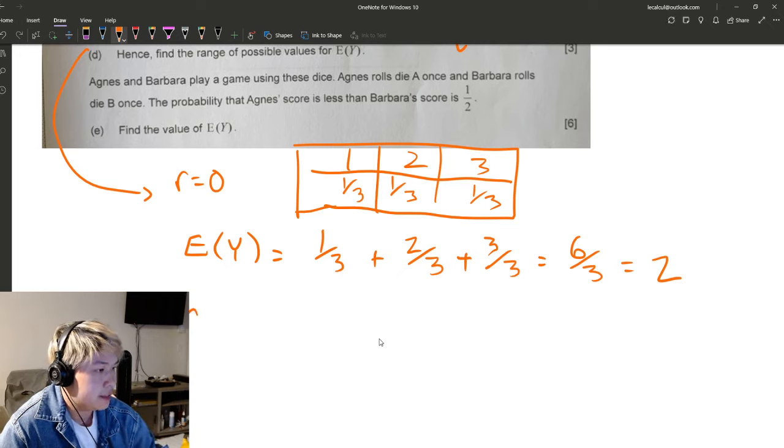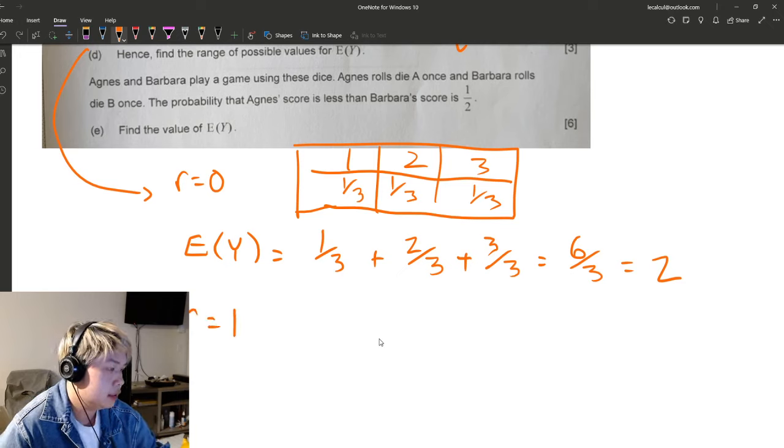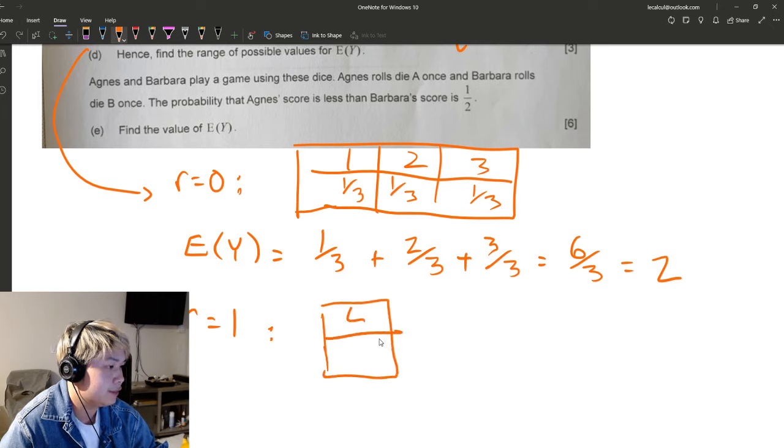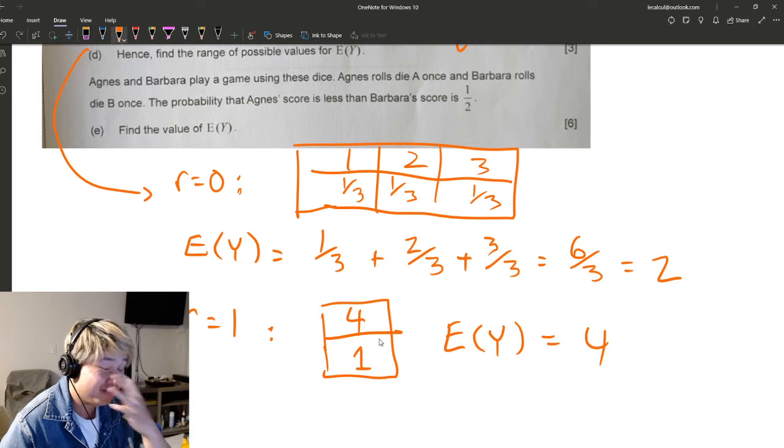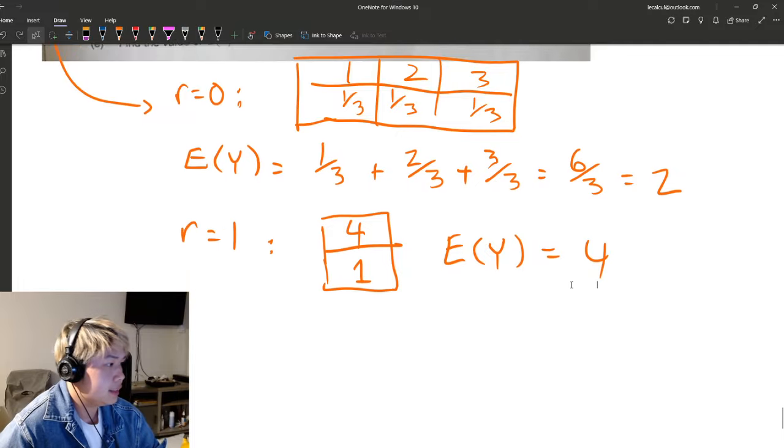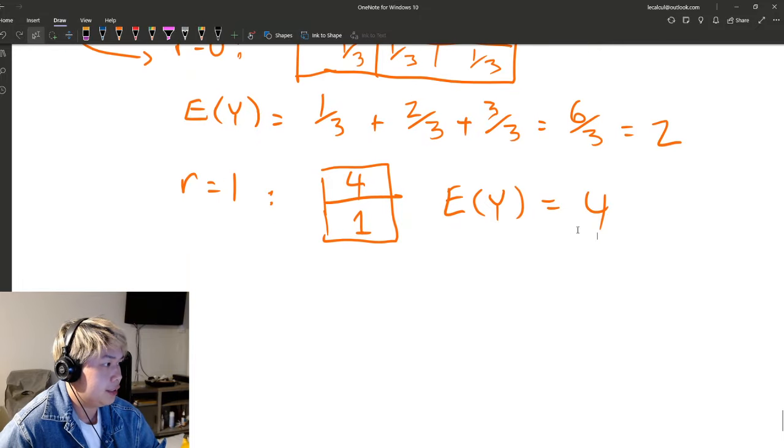And then the other extreme is if R is 1. So the probability table looks a little funny, because you only have one value, which is 4. So your expected value of y is 4. So the range of values for my expected value of y is between 2 and 4.